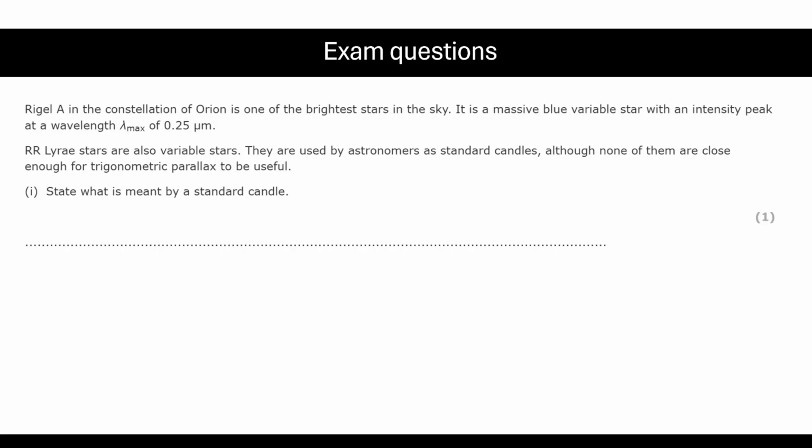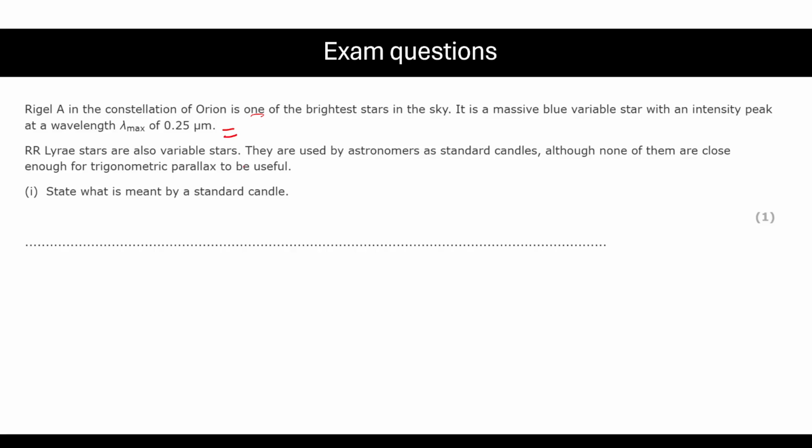Rigel A in the constellation of Orion is one of the brightest stars in the sky. It is a massive blue variable star with an intensity peak at a wavelength of this much. So we have a peak wavelength at 0.25. Cepheids are also variable stars. They're used by astronomers as standard candles, although none of them are close enough for trigonometric parallax to be useful. So they're very, very far. We can't use trigonometric parallax. What is meant by standard candle? So this is an actual exam question, and you're just supposed to tell what is a standard candle.